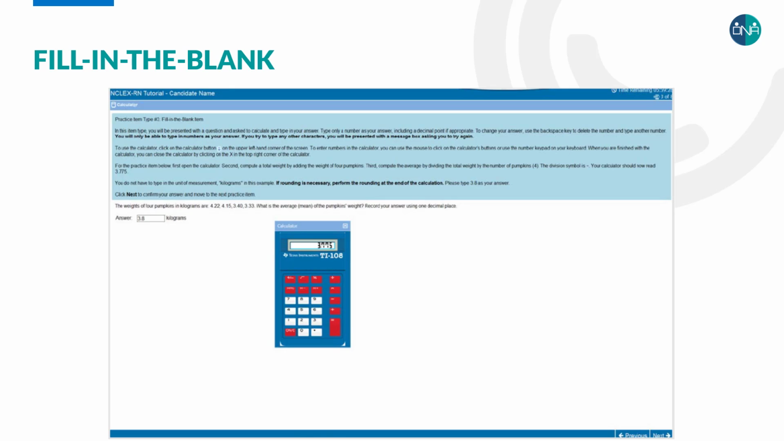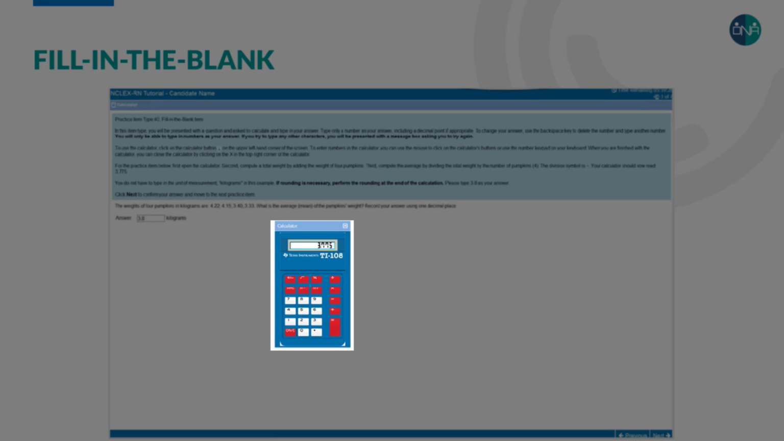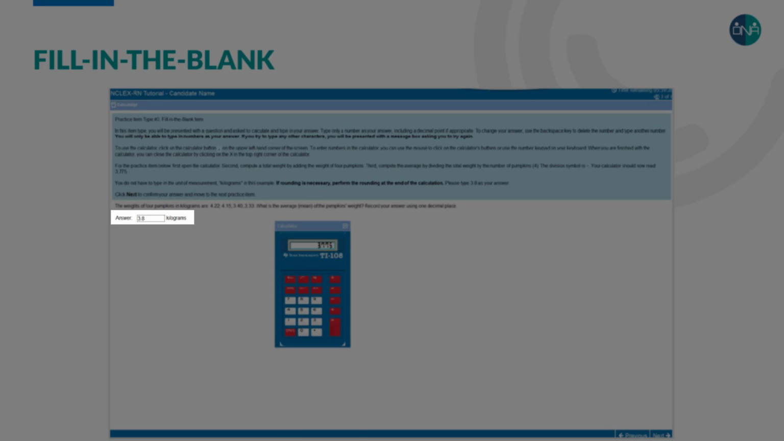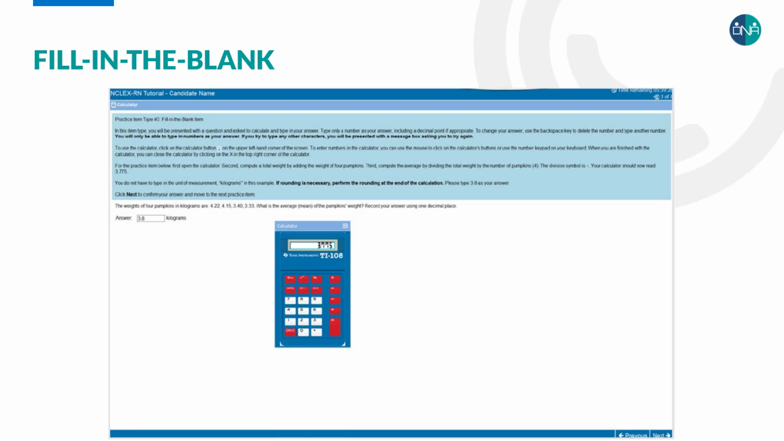The next question type is fill in the blank. In here, you may be asked to perform a medication calculation, determination of intravenous flow rate, or even calculate an intake or output record on a client. You will need to type only a number, which is your answer, in the answer box provided. If the question requires rounding the number, this needs to be performed at the end of your calculation.